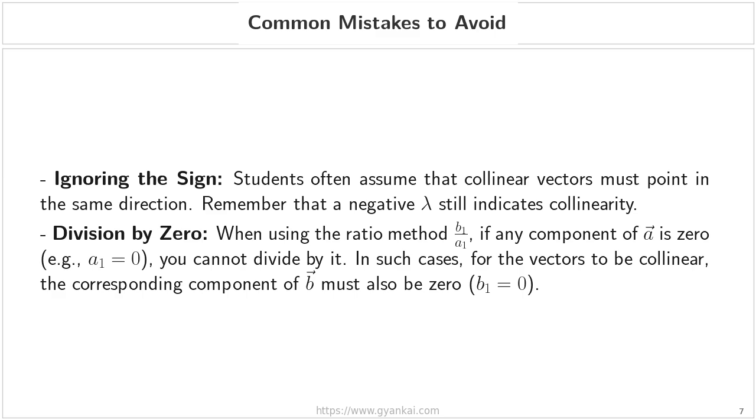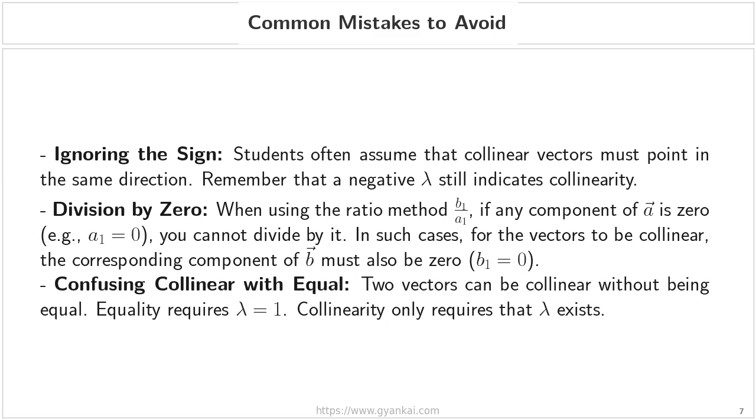Finally, do not confuse the concept of collinearity with the concept of equality. 2 vectors can be collinear without being equal in magnitude. For 2 vectors to be exactly equal, our scalar lambda would have to be exactly 1. But for collinearity, we don't need lambda to be 1. We only require that some non-zero scalar lambda exists. Keep these distinctions in mind as we move to our final slide to review the key takeaways.